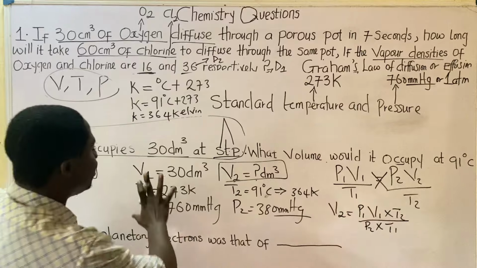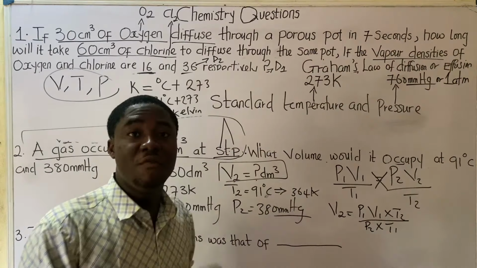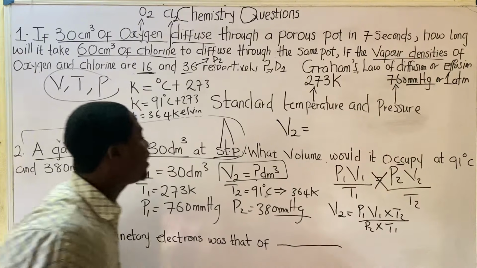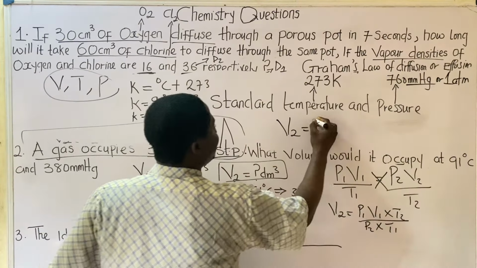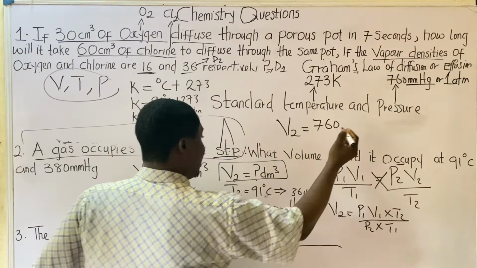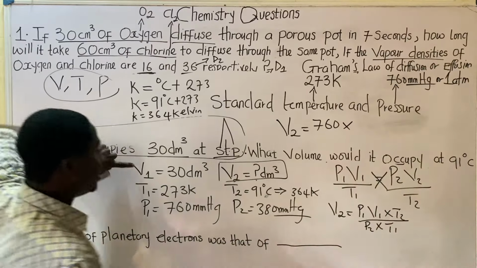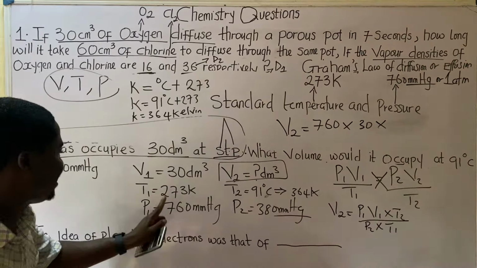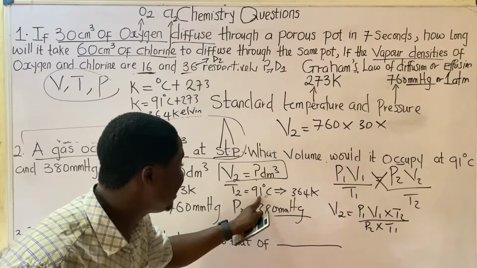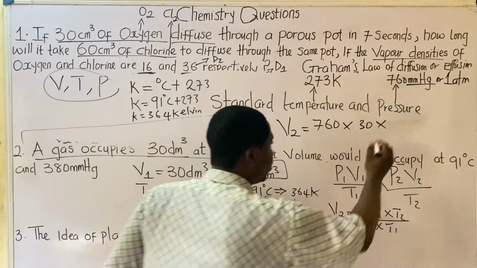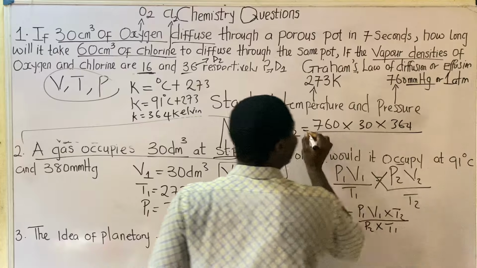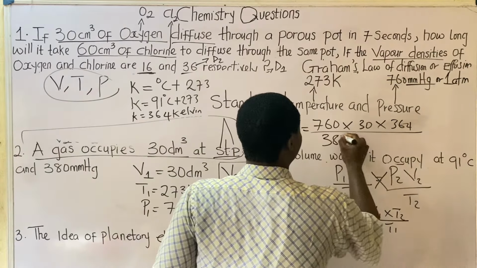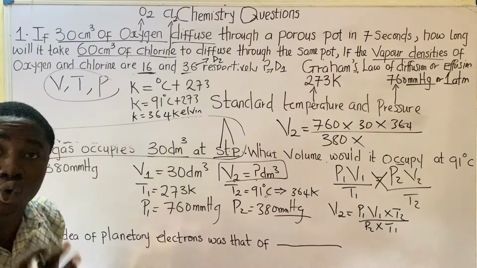The next thing we do is input our parameters. V2 will be equal to P1, the first pressure, 760 mmHg, times V1, 30 dm cube, times T2. Is it 91 or 364? 364, note that. Dividing by P2, 380, times T1, 273.